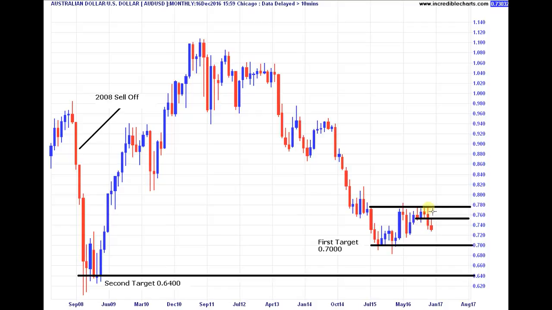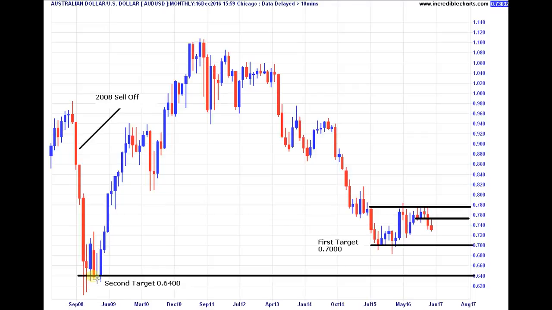So this candle comes off 78 and slices through the 75 support level. If you're getting in on a retracement, then any retracement back to 75 is going to be a selling opportunity if you're bearish the Aussie. So 75 is the resistance level this month. In terms of first target, we put 70 on the downside here, and then the second target is 64. This is the big 2008 sell-off, where we go all the way down to 64. We think we're going down there again.